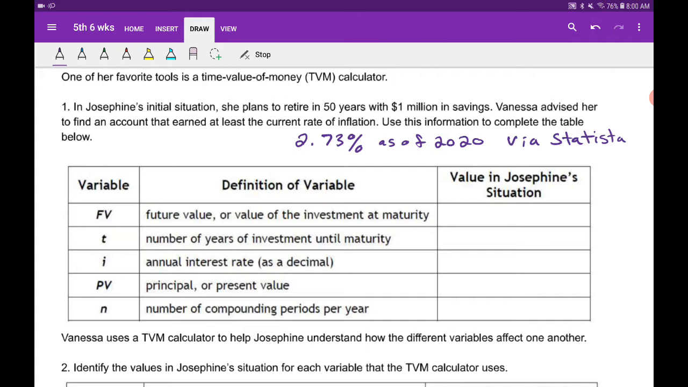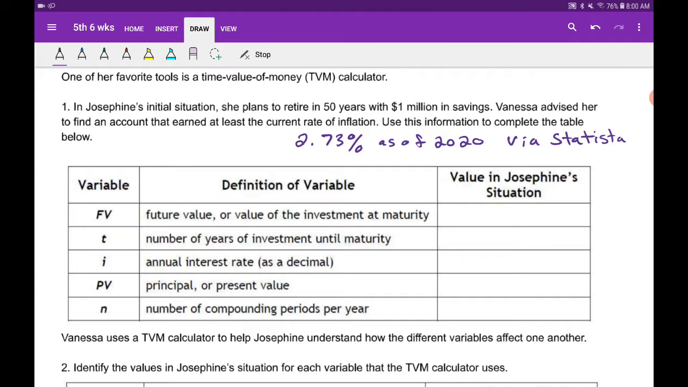In this situation, Josephine is one of the clients of Vanessa. She wants to retire in 50 years with $1 million. Vanessa is going to advise her that her account earn at least the current rate of inflation. So I looked that up online. Right now in 2020 it is 2.73%. That's via Statista, if you look that up. Use this information to complete the table here.